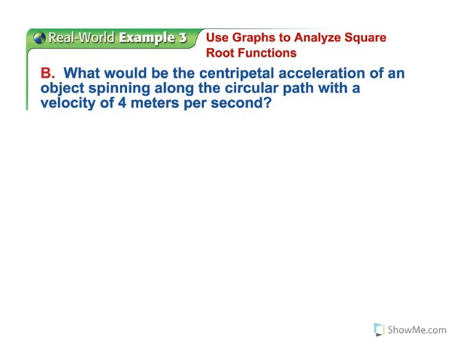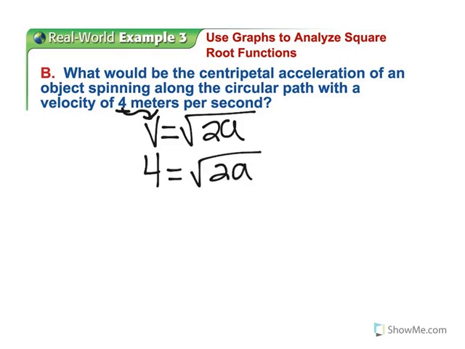Alright, part B of this problem. What would be the centripetal acceleration of an object spinning along the circular path with a velocity of 4 meters per second? Alright, so we have our original function, which is v is equal to the square root of 2a. And what we're searching for is what a is. So we're going to let 4 go in for v. So 4 is equal to the square root of 2a. And now we actually need to solve for a.